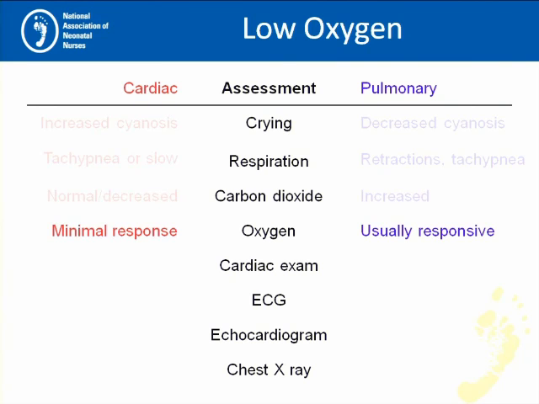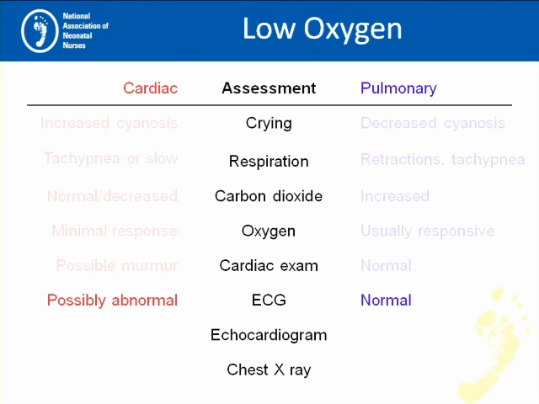Supplemental oxygen. Cardiac etiologies may have minimal response. Pulmonary etiologies are usually responsive. Cardiac exam. Cardiac etiologies may have murmur and weak pulses. Pulmonary etiologies usually have normal exam. Electrocardiograph, ECG. ECG findings may be abnormal with cardiac etiologies, and ECG findings are normal with pulmonary etiologies.